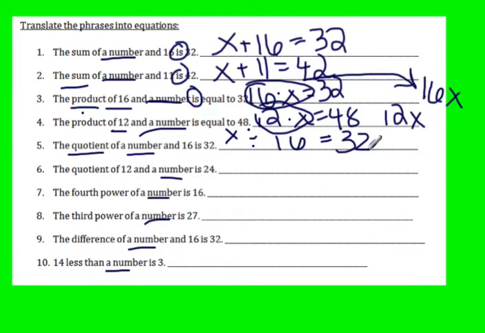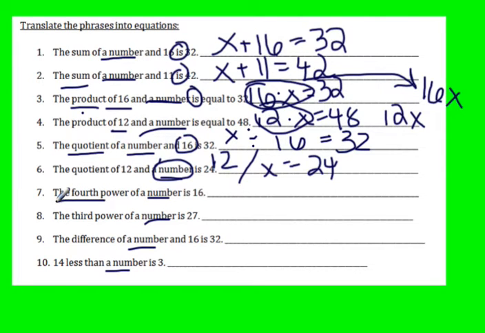Okay, the quotient of 12 and a number is 24. So 12 divided by, we can also use that division symbol, some number is 24. So notice whatever is second, that's what I'm putting as what's being divided by, whatever number is second. So when you're talking about division and subtraction, that order is really important.